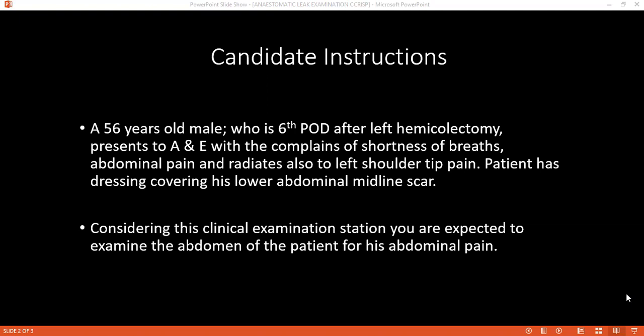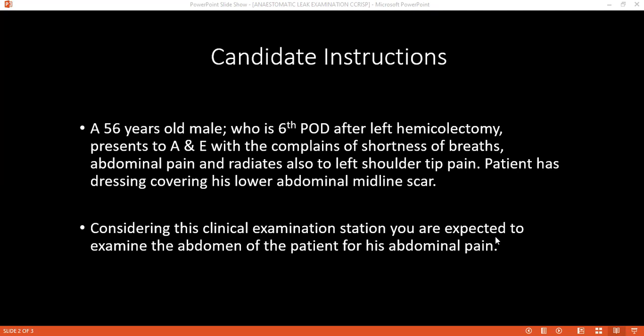All right. So today I examined a 56-year-old male who is six days post-op after left hemicolectomy, presenting with shortness of breath and abdominal pain that radiates to the left shoulder tip.